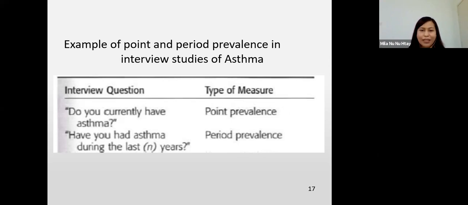If you read research articles, from time to time you may see that the articles report the prevalence, but they do not mention in detail whether they measured the point prevalence or period prevalence. But this is for you to understand the different questions.